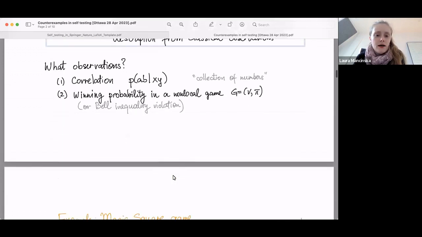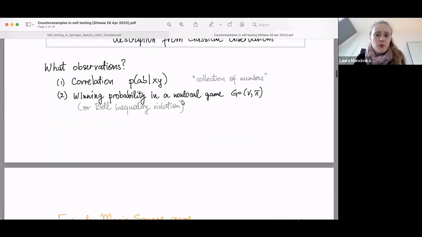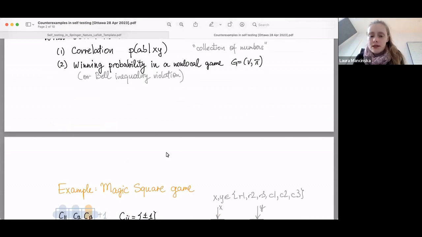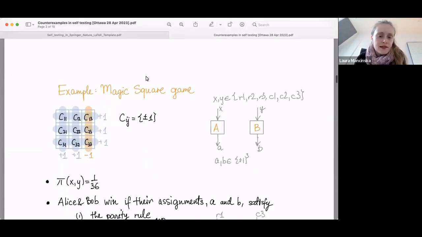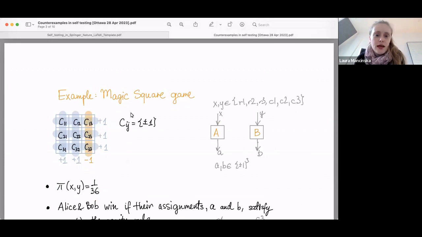But since we are now at non-local games, let me give you an example of a non-local game, and this will also be useful in the counterexamples that we will construct. This is a very well-known game. It's called the Magic Square Game. Here we should think of this 3x3 grid, and in every entry, these c_ij should be numbers plus or minus 1.